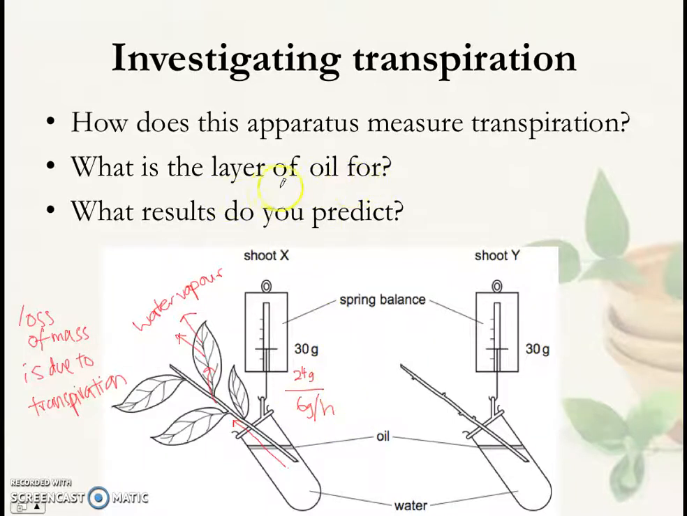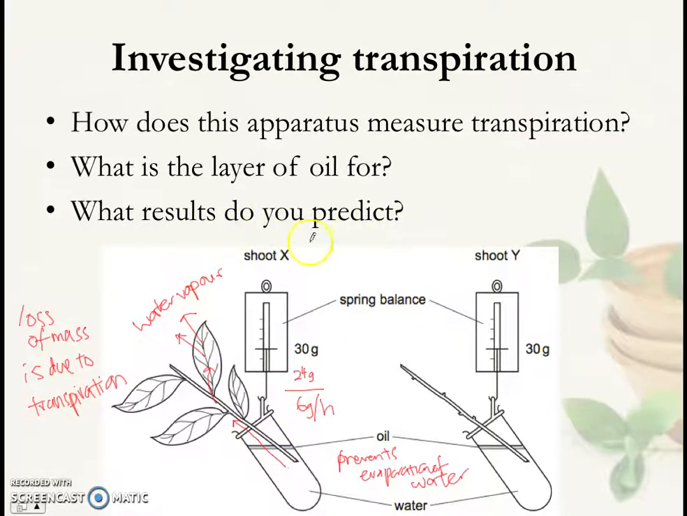Now what is the layer of oil for? Now the oil here, the oil prevents evaporation of water. Because if the oil wasn't there, then water can just evaporate and there will be a loss of mass which is not due to transpiration. A loss of mass which is due to evaporation. So you don't want that. We want any loss of mass to be due to transpiration only. So we put the layer of oil there.